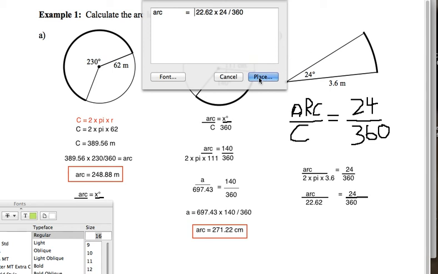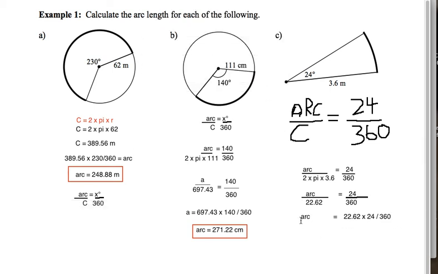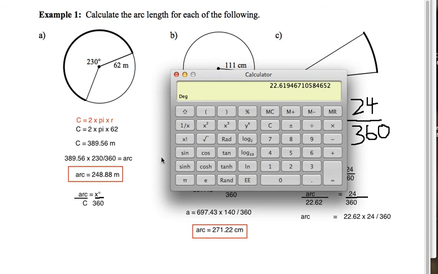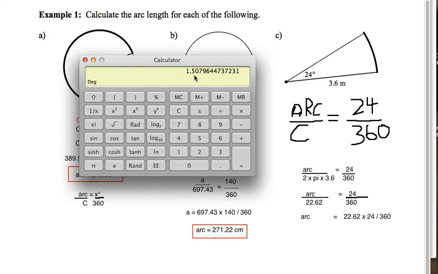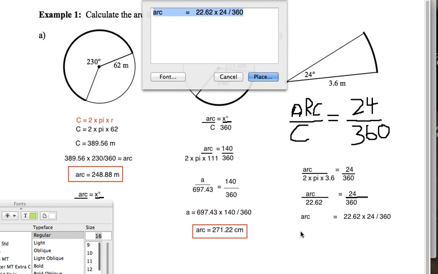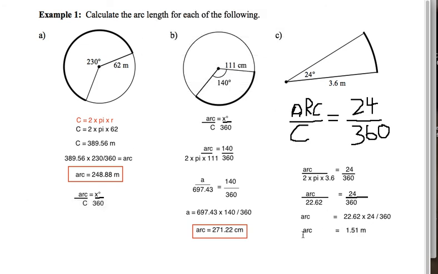All right. So if I do this calculation, I take the number that's still in my calculator, I multiply it by 24, and I divide that by 360, then I'll get the length of my arc in meters, 1.51 meters. Put this in here. Arc is equal to 1.51 meters. And that is my final answer. So I can put a nice circle, or in this case a rectangle, right around it.